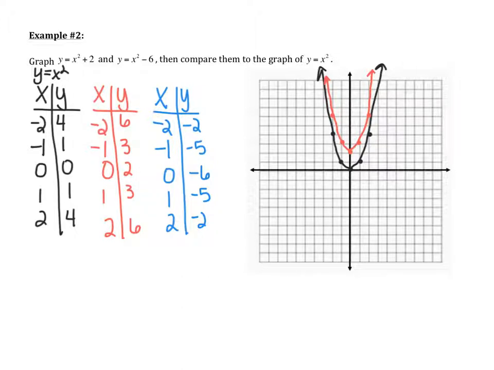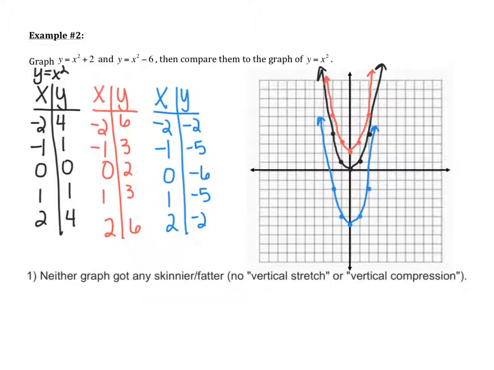So now let's graph those points. And now we'll connect those 5 points with one nice continuous smooth line for our parabola. And as you can see here, our graph did not get any skinnier, just like we didn't get any skinnier for the red graph, the y equals x squared plus 2, but our vertex was shifted down 6 units. So let's compare these. Neither graph got any skinnier or fatter, so there were no vertical stretches or vertical compressions. It stayed exactly the same.